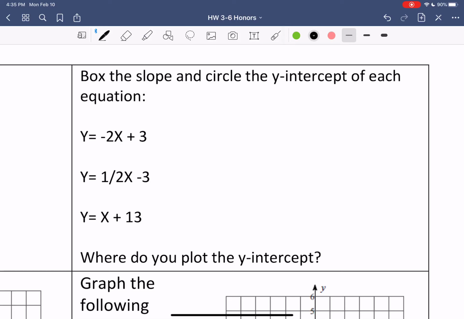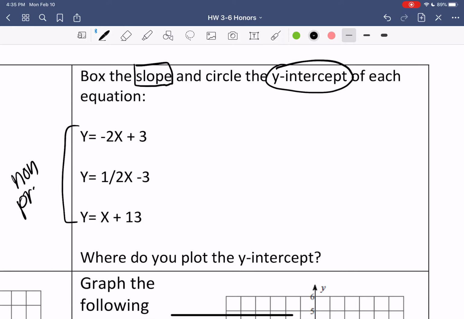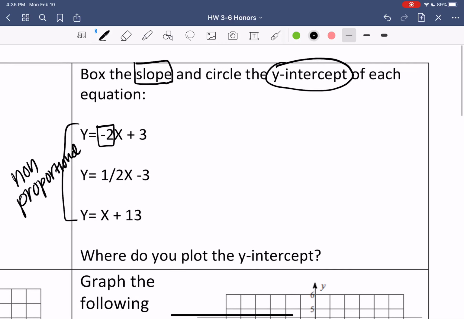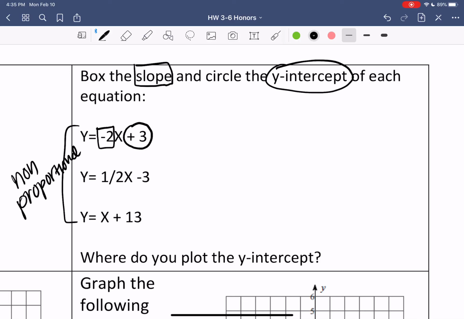Just to start, it says to box the slope and circle the y-intercept. What we've learned in class is that the number at the end of the equation, all of these right here, are going to be non-proportional because they have a y-intercept and it's not going through the origin. So our slope is this number before our x, and our y-intercept is this at the end of the equation.